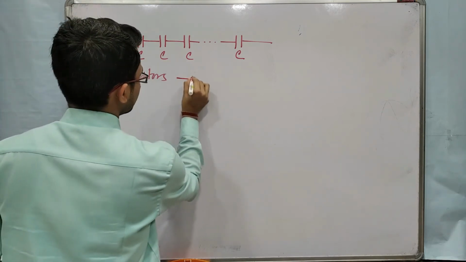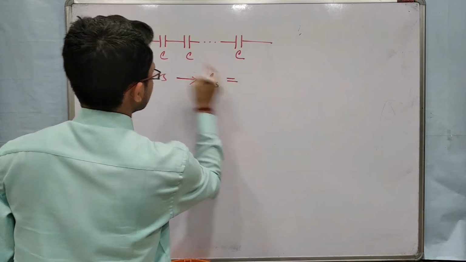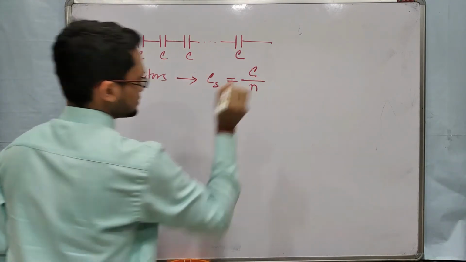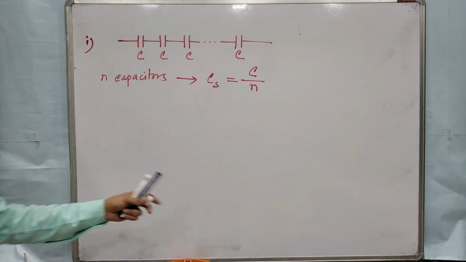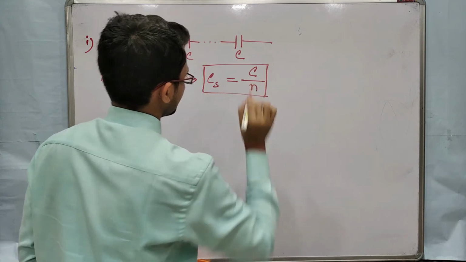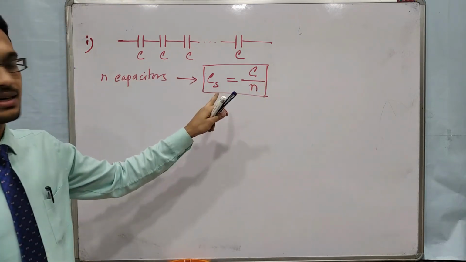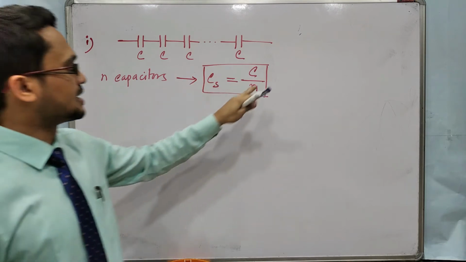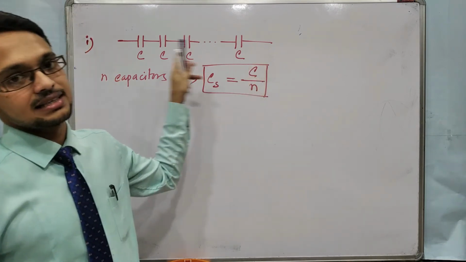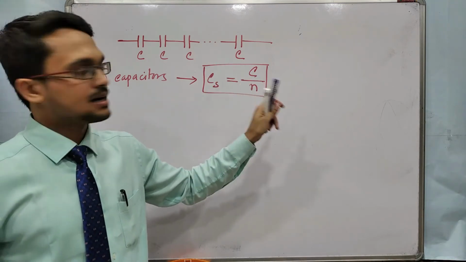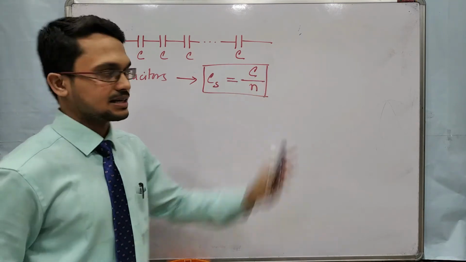Equivalent capacitance will be CS. This is a series combination, so CS will be C by n. You can use the formula and you will get CS equal to C by n. In a series combination, the equivalent capacitance is always smaller than the capacitances present in the circuit.